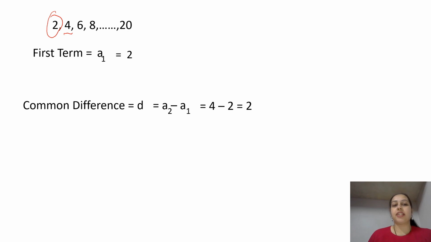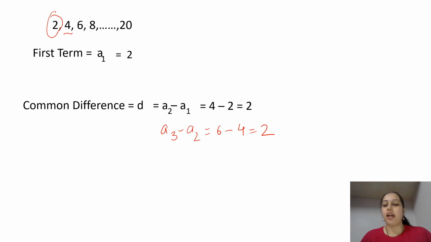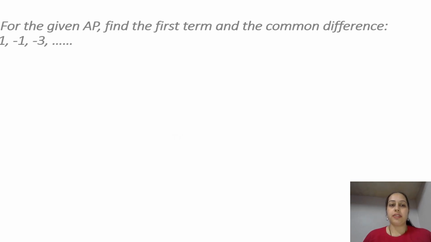The common difference of any consecutive terms will always be the same. Like here we just calculated A2 minus A1. If we do A3 minus A2, A3 is the third term, which is 6, and A2 is the second term, which is 4. So we'll get 2. So if we take the difference of any two consecutive terms, it will be the common difference, which will be the same every time. So let's do a question based on it.